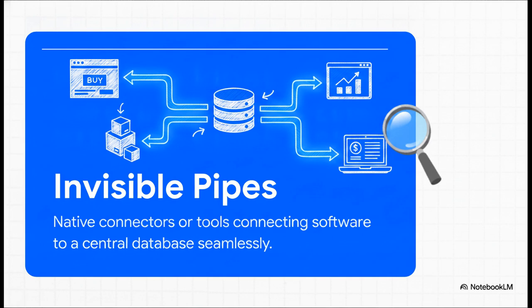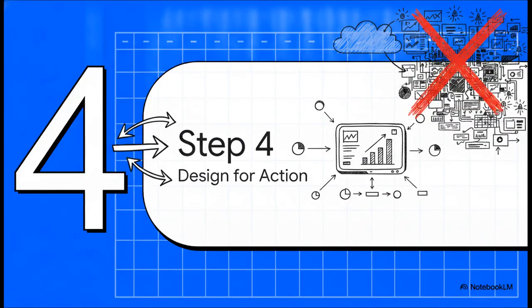Imagine this microstory for a second. A customer visits your website and clicks Buy. Immediately, that transaction flows through a native API connector, our invisible pipe, straight into your central database. Without a single human click, your stock inventory drops by 1, and your daily revenue dashboard ticks upward in real time. Boom. That is the power of automated architecture working silently in the background, all while you focus on actually running the business. And that brings us to our final step.